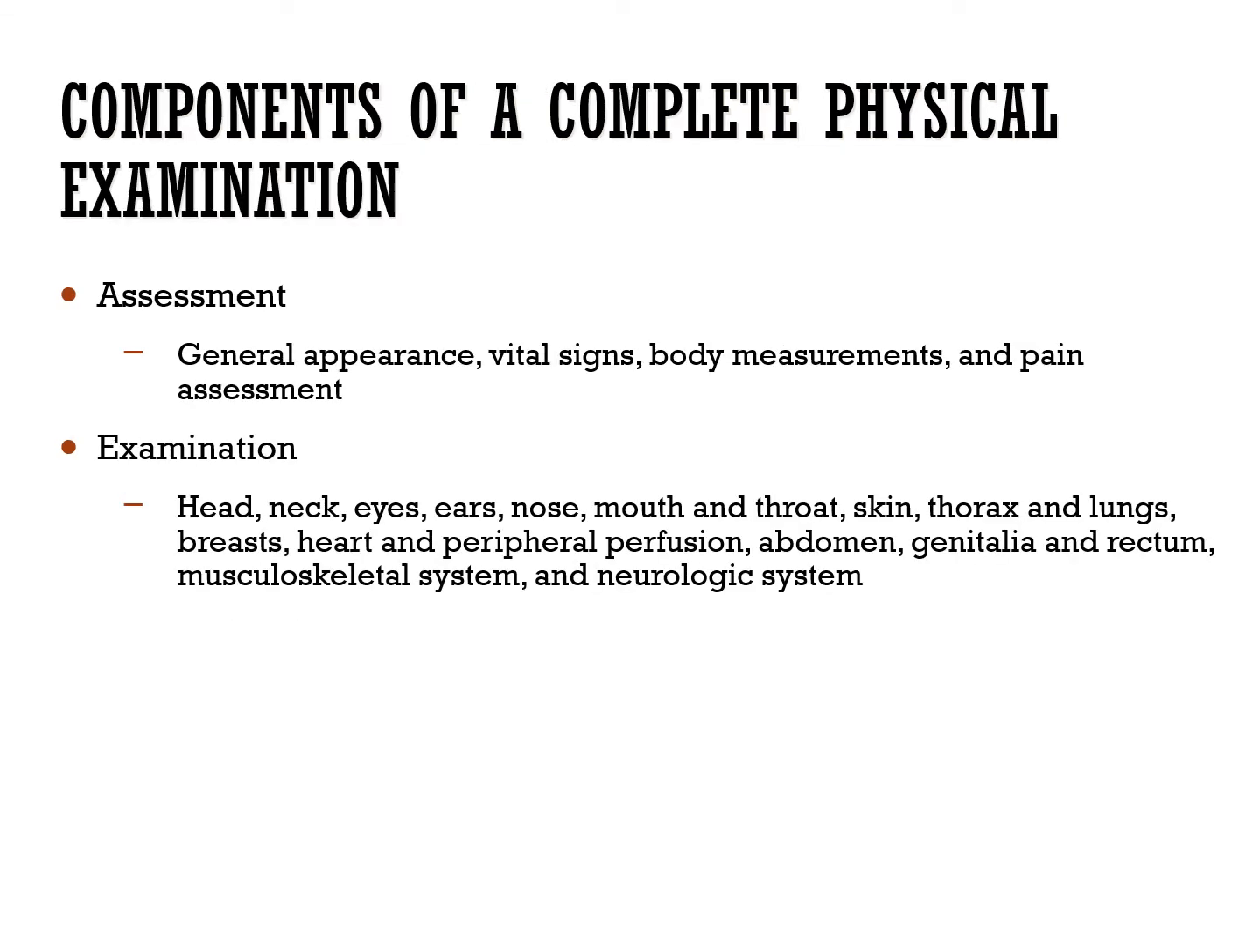Let's review the components of a complete physical examination. Include assessment of the general appearance, vital signs, body measurements, and a pain assessment. That will also include a developmental assessment in pediatrics. Examination of the head, neck, eyes, ears, nose, mouth, and throat, skin, thorax, lungs, breast, heart, peripheral perfusion, abdomen, genitalia, and rectum, musculoskeletal system, and neurological system.